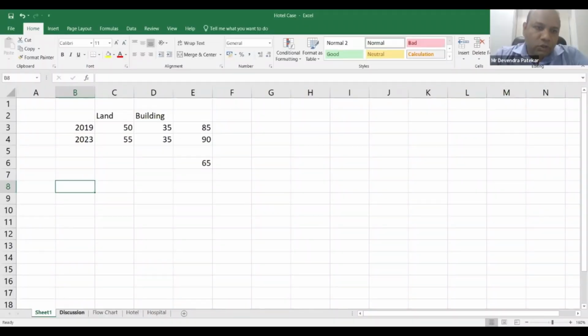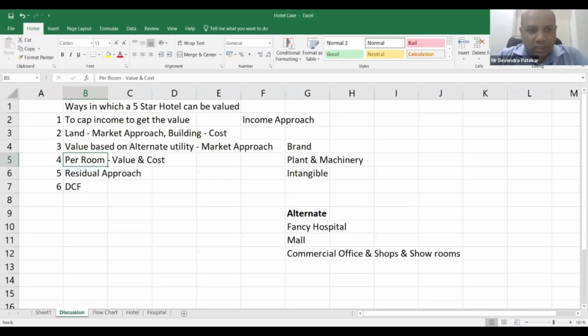So during the thought process, I had observed that there are certain ways through which the hotel can be valued. The first method, as we all know, is the land and building method. So land by market approach and building by cost approach, that I have already carried out.